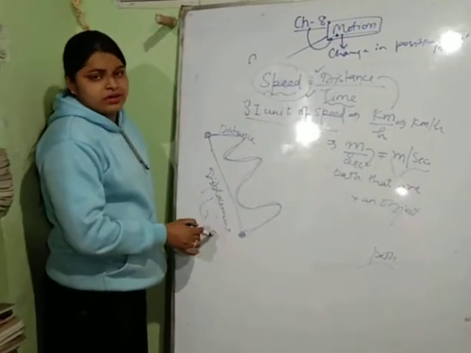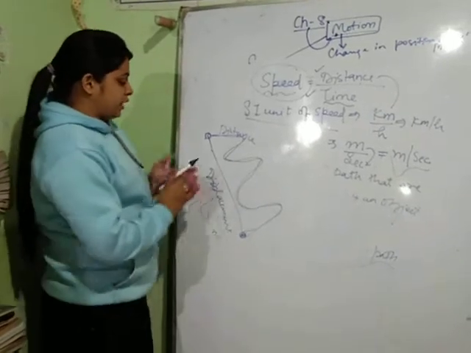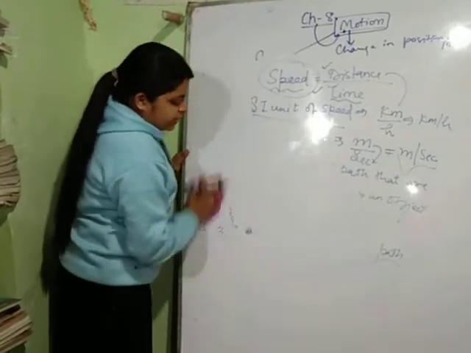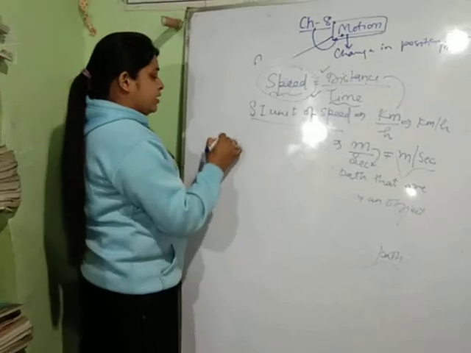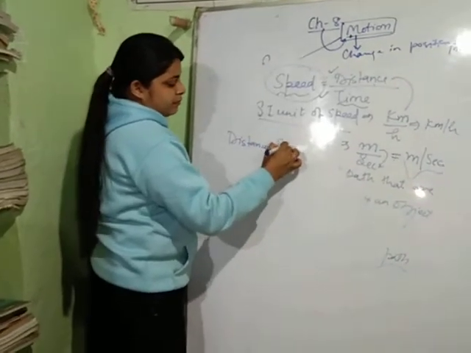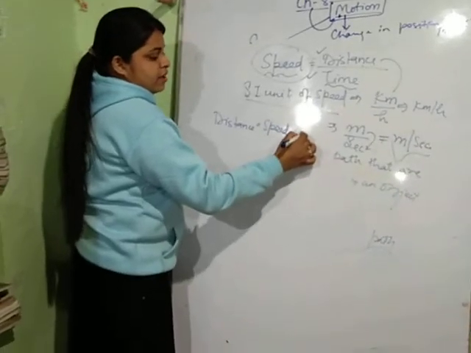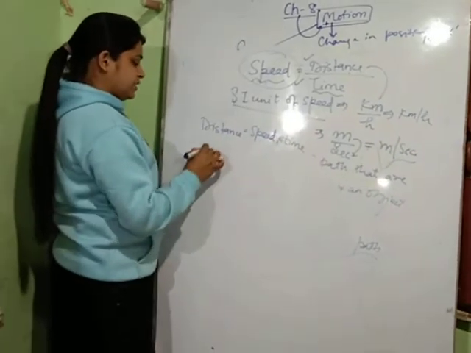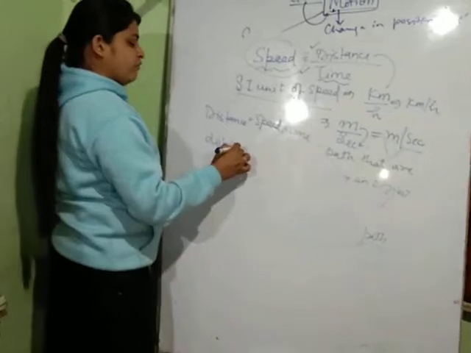Displacement is also measured in meter and kilometer, and the formula of distance and displacement is: distance is equal to speed into time, and displacement is equal to velocity into time.